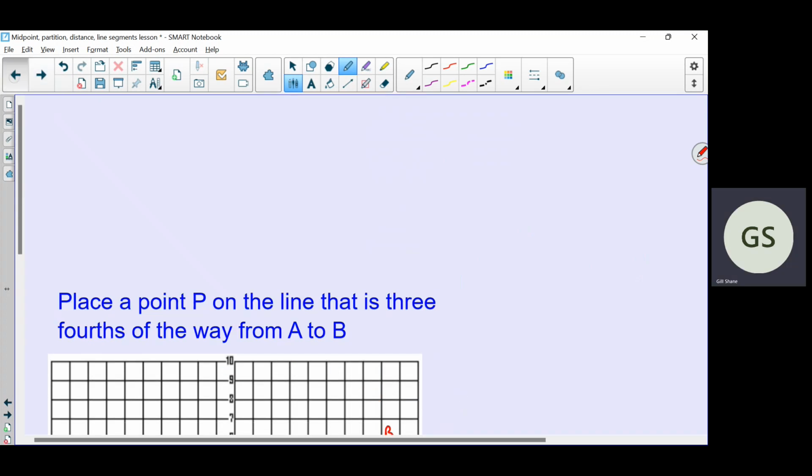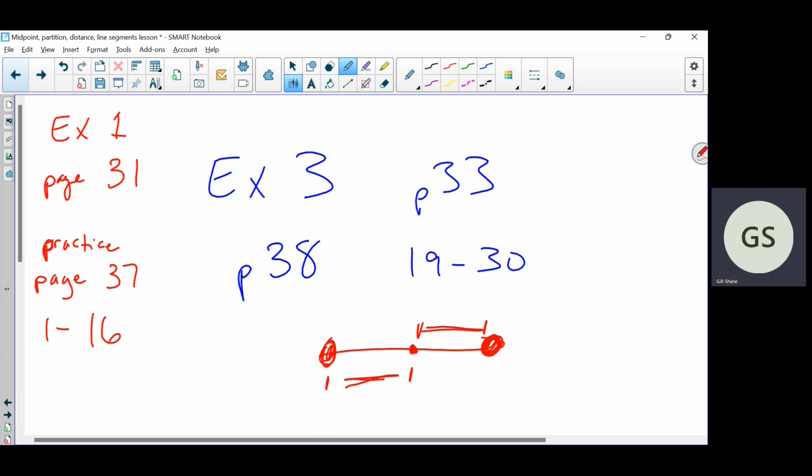I'll show you the pages again. So again, you can do example 3, page 33, and remember, the examples to the right tell you what you need to do. If you're still not sure about this, it writes out in words what you're supposed to be doing in the examples. So you can try to walk through that one yourself. Then, once you get that, go to page 38, and you're doing 19 through 30.